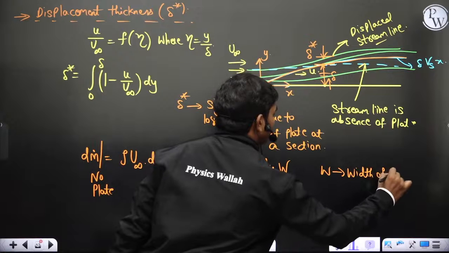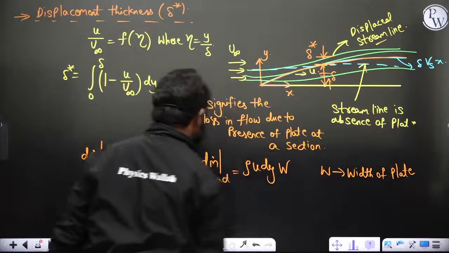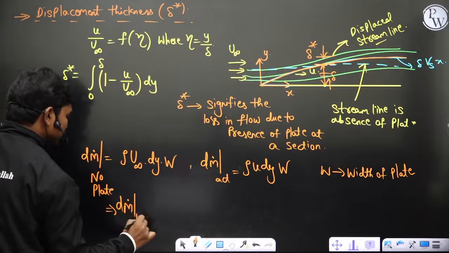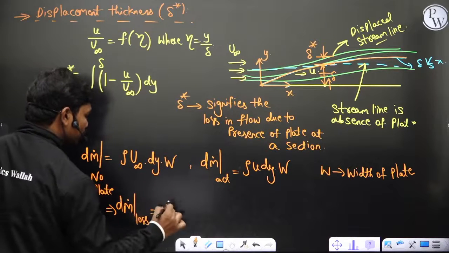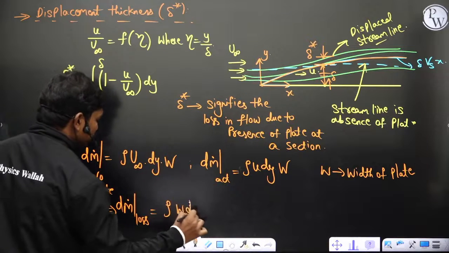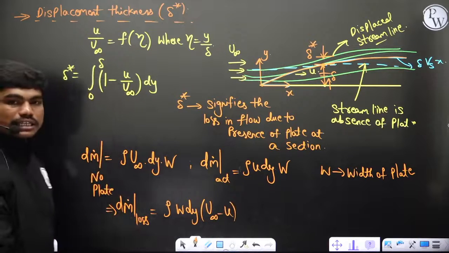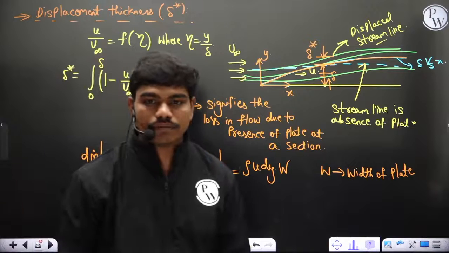Width of plate. Therefore, what is the loss in the mass flow at that section? m dot loss is equal to the difference between these two, so rho w dy into (u infinity minus u). Okay, so this is the loss in the mass flow rate.